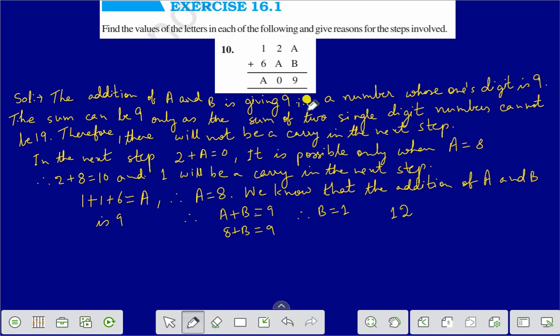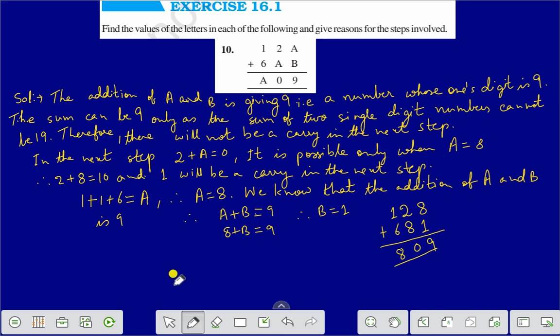The value of A is 8 and the value of B is 1. We add this, then we are getting 8 plus 1 is 9. 8 plus 2 is 10, carry 1, is 0. 6 plus 1 is 7, plus 1 is 8. There is 809.